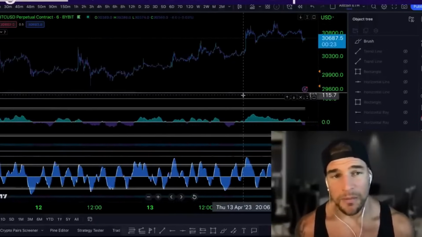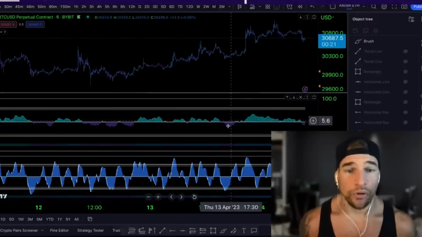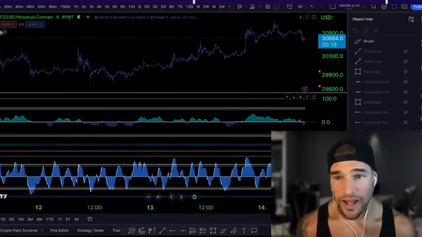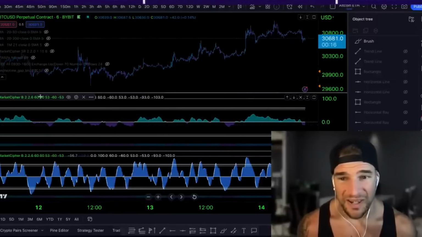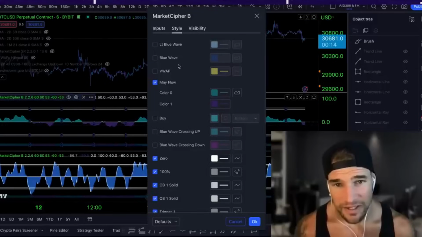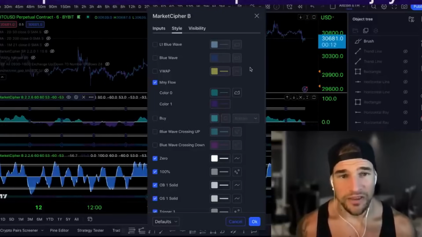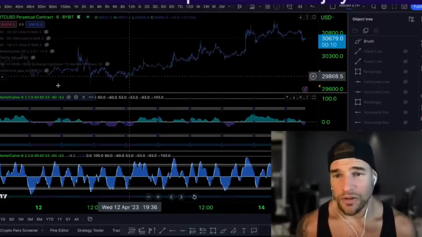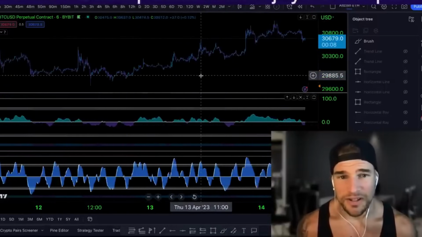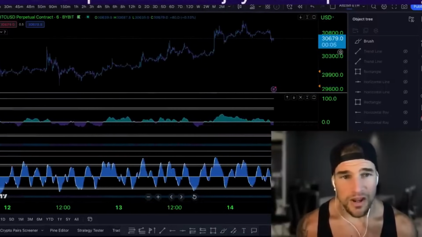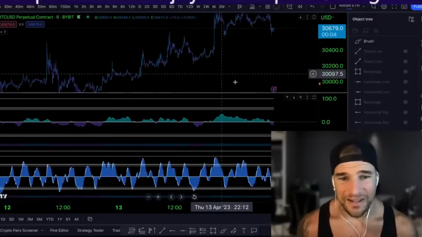As you can see, I have split my Market Cipher up into two different indicators, right? In order to do that, you're going to just load Market Cipher B twice, and then click the gear, and you can check the things that you want on. Now, again, I don't usually separate my Market Cipher, but for the sake of this strategy, we are going to be separating them so we can see the signals more clearly.